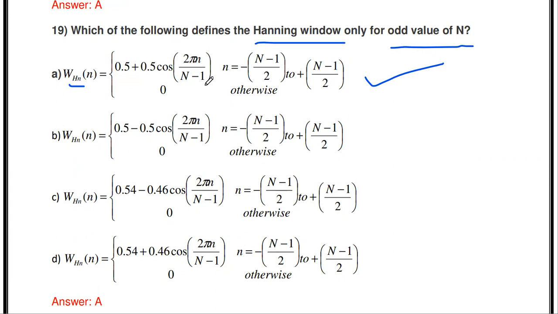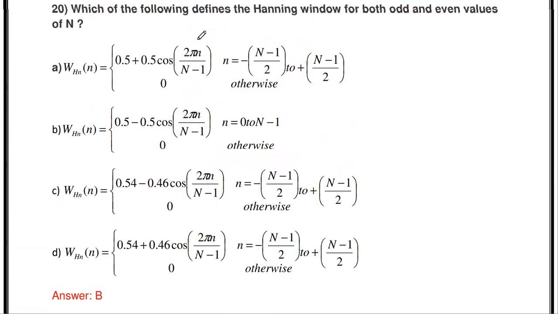for n between minus (N minus 1) by 2 and plus (N minus 1) by 2, and 0 otherwise. This is the Hanning window definition if the capital N is odd. That is why this type of Hanning window is used to design non-causal filters, since this formula is only valid if the capital N value is odd. So A is the correct answer.